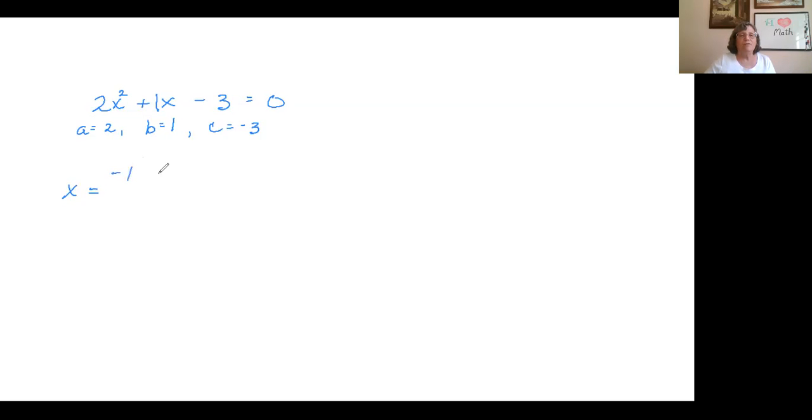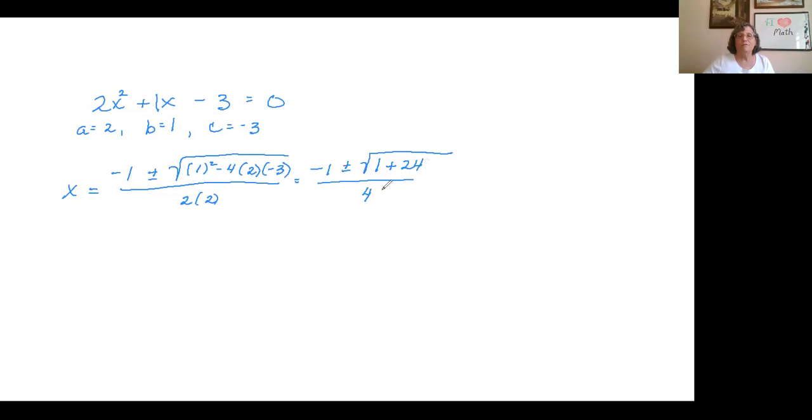So we've got negative 1 plus or minus the square root of 1 squared minus 4 times 2 times negative 3 over 2 times A is 2. So negative 1 plus or minus the square root of 1. 1 squared is 1. This is going to be a plus, since we've got two negatives multiplied together. 4 times 2 is 8, times 3 is 24, over 4.